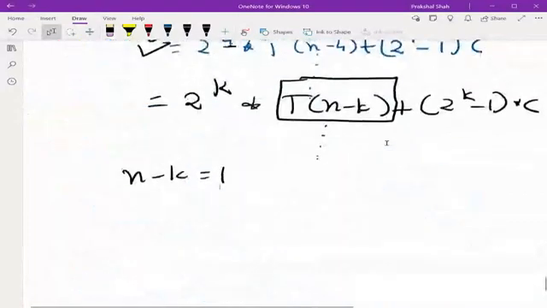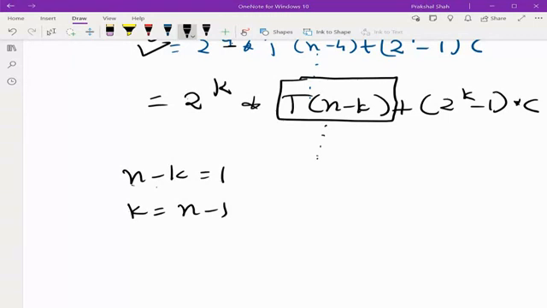So on that particular thing, I'm assuming that I need to do this particular thing 1 only, right? So I'm assuming that n minus k equals 1. If I put that, then my k would be n minus 1 only, right? So if my k is equal to n minus 1, then what I need to do here? See, I took n minus k equals 1.